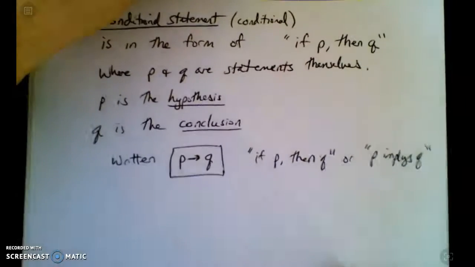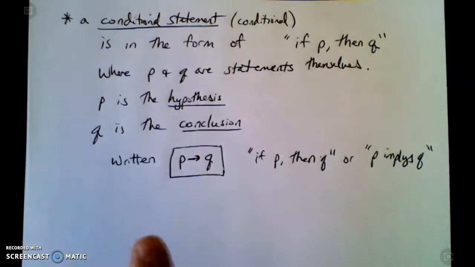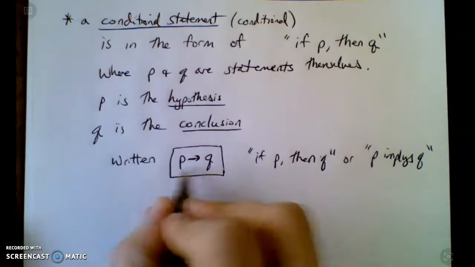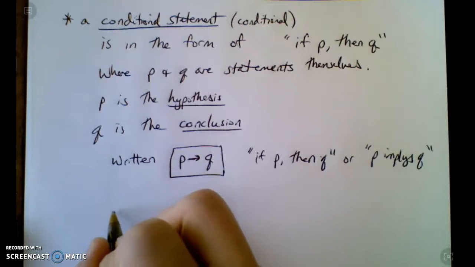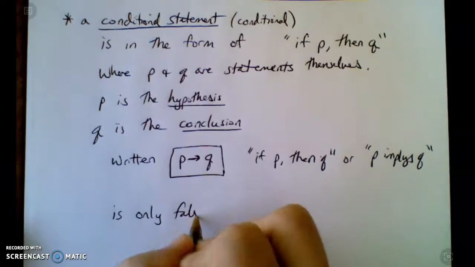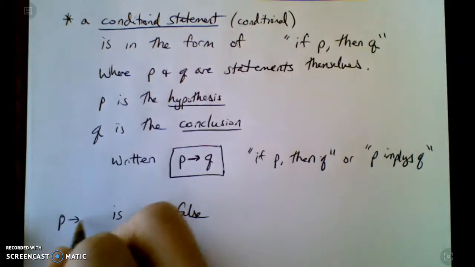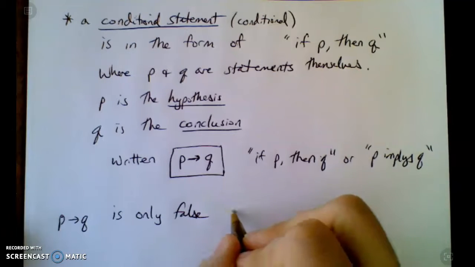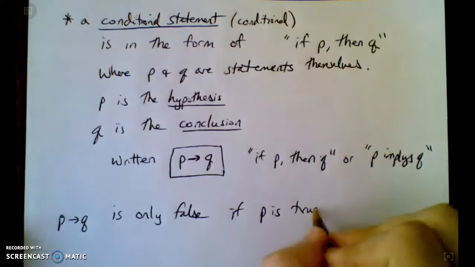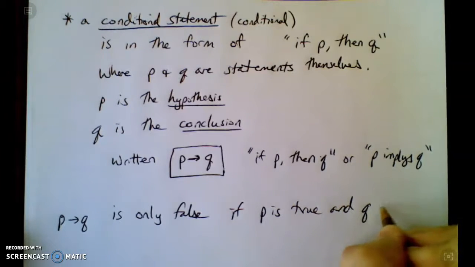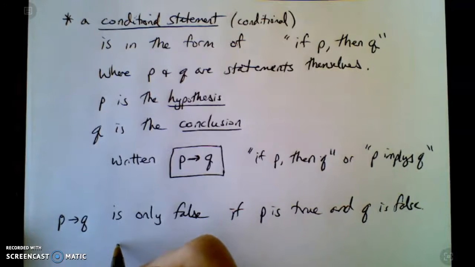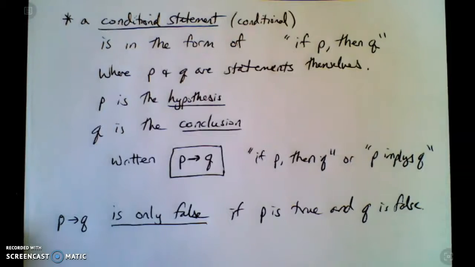So this is what's crazy about a conditional statement, and most people get the original thing. You'd say a conditional statement is only false. So P implies Q is only false if P is true and Q is false. It's true otherwise. The only way it can be false is if P is true and Q is false.